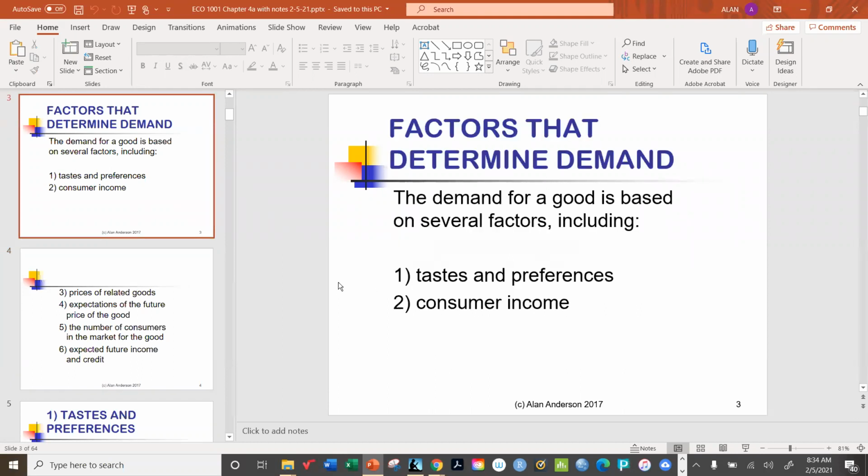So let me just scroll it back here for a second so you can see, probably these first 2 are the most important. So we're listing them kind of in the order of most important to least important, but they're all important determinants of what exactly drives demand.